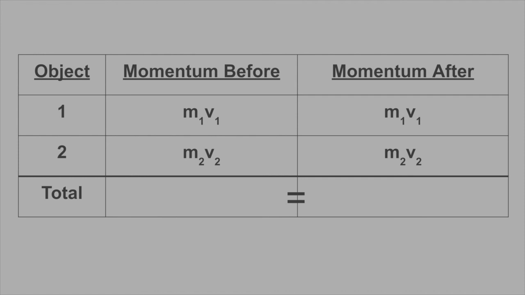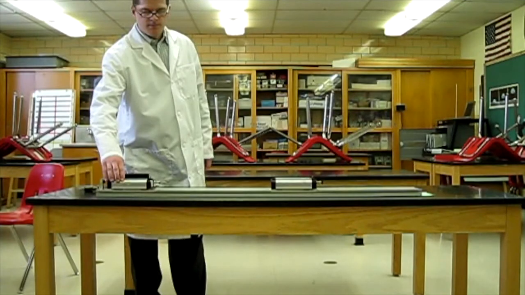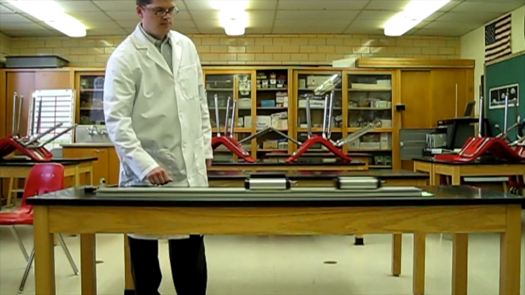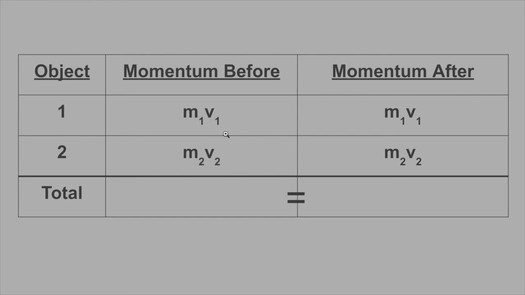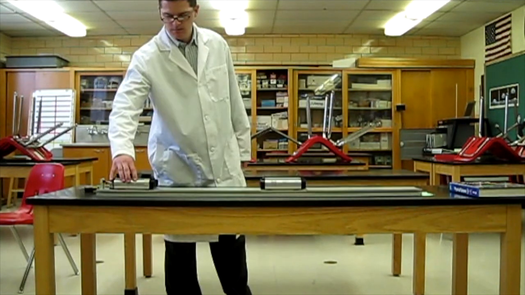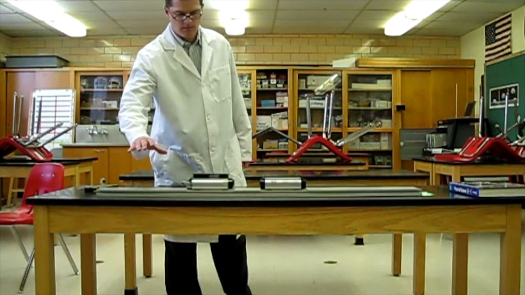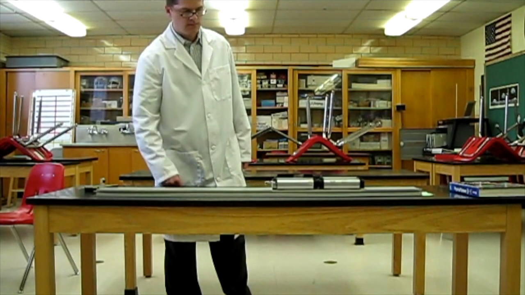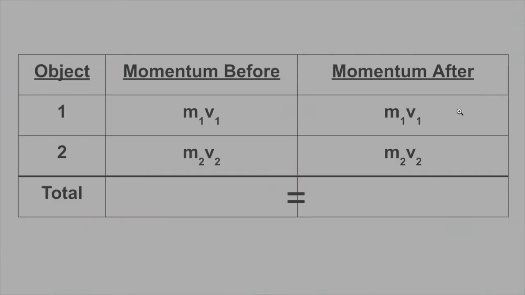You may also see problems where one of the objects is at rest before the interaction. That would just mean one of these boxes would be 0. It doesn't matter the mass of the object. If it's not moving, its momentum is 0. You may also see problems where the two objects stick together and move together after the interaction. If that's the case, v1 and v2 would have to be equal, because the objects are stuck together, they're moving along at the same velocity.